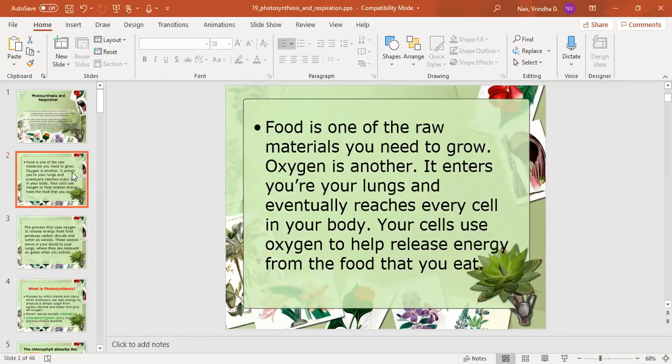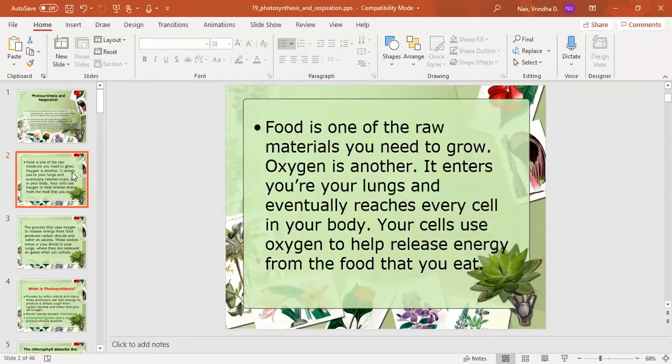As you know, the first ingredient for anything is food, right? So food is what we eat, and because of it we get energy, our lungs are active, and the body functions well. So food is one of the raw materials that we need to grow. Oxygen is the other thing. Without oxygen or food we cannot function, right? Oxygen enters our lungs and eventually reaches every cell in our body, and our cells use oxygen in a very energetic way to release energy from food.